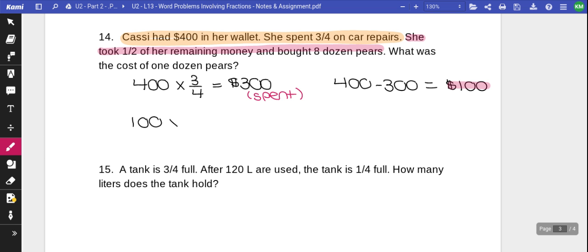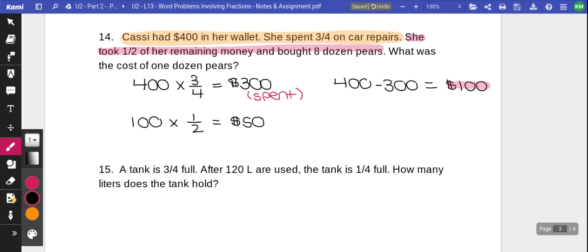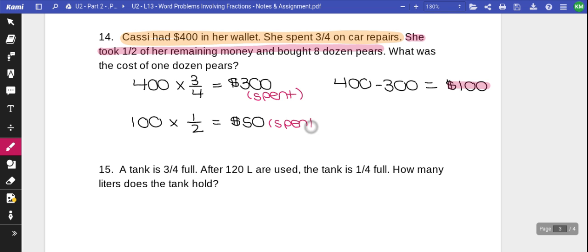Good. 100 times 1 over 2. Some of you, when I worded it like that, what's half of 100? You actually just knew that it'd be 50. Agreed? Yeah. So then you crunch the numbers and you make sure, did it work out to 50? Yep. Now 50 is kind of neat because that's technically what she spent. How did you get that? I took 50 and I divided it by 8. Good. She spent $50 on pears.